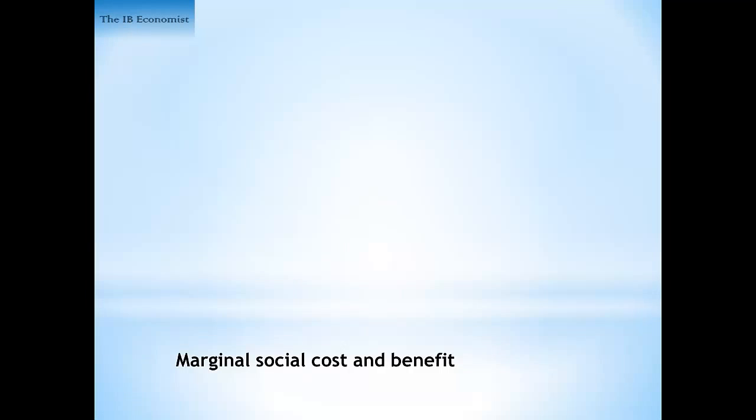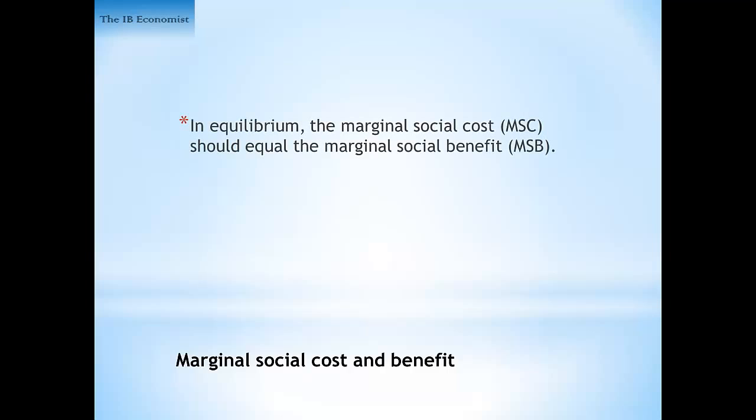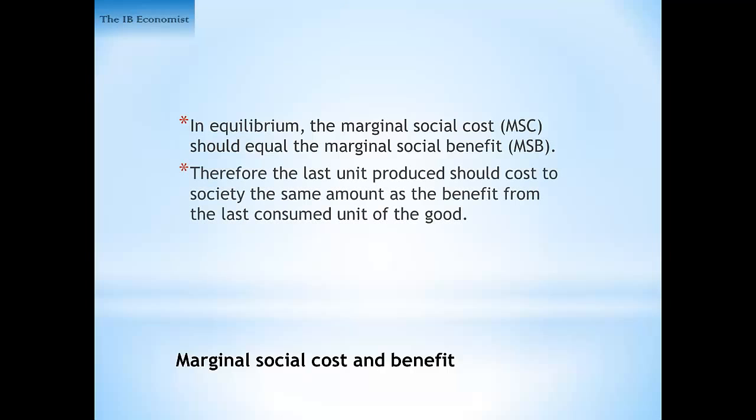If we want to recapture that, we can summarize it as follows. In equilibrium, the marginal social cost should equal the marginal social benefit. This would mean that the last unit produced should cost society the same amount as the benefit from the last consumed unit of the good.